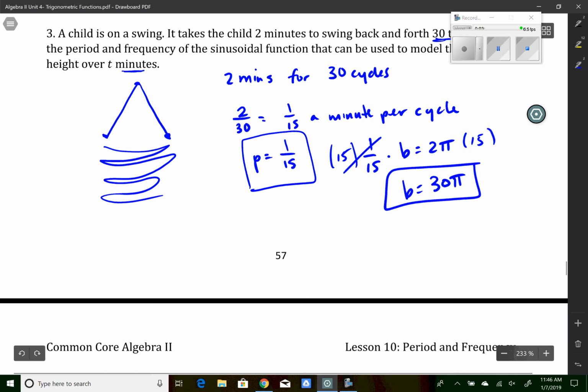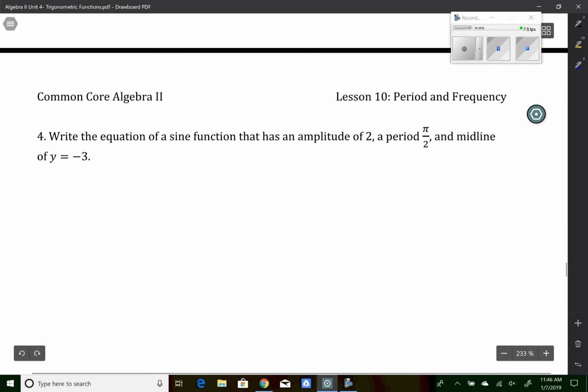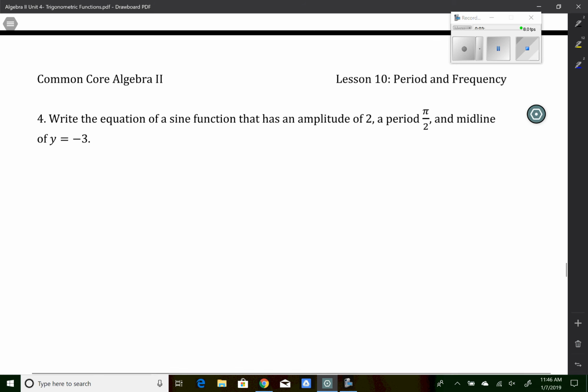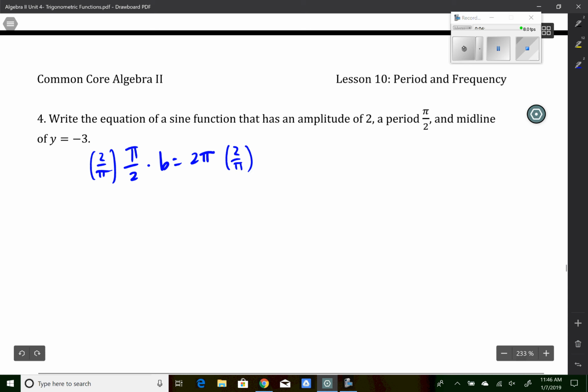All right, so let's take a look at number 4. Number 4 says write an equation of a sine function with an amplitude of 2, a period of pi over 2, and a midline of y equals -3. So remember, period helps you for the graph. It does not help you for the equation. So the first thing I have to do is figure out, what is the b value? What is the frequency? Multiply this by 2 over pi. Pi's cancel, and I'm left with a frequency of 4.